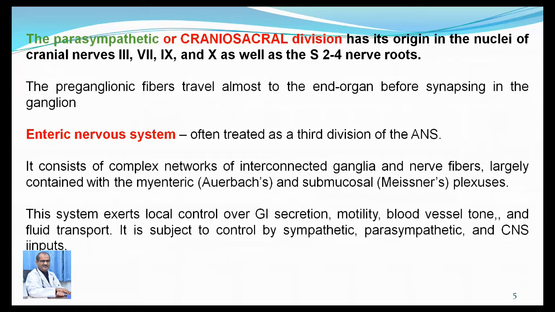And the enteric nervous system, of course, is very specific. Both parasympathetic, sympathetic and certain somatic nerves make up this enteric nervous system. It consists of networks of interconnected ganglia and nerve fibers, largely contained within the myenteric plexus, also known as Auerbach's plexus, and the submucosal or Meissner's plexus. The system exerts local control over GI secretion. As the name indicates, the enteric nervous system controls GI secretion, motility, blood vessel tone, and fluid transport. It is subject to control by sympathetic and parasympathetic inputs as well as central nervous system inputs.